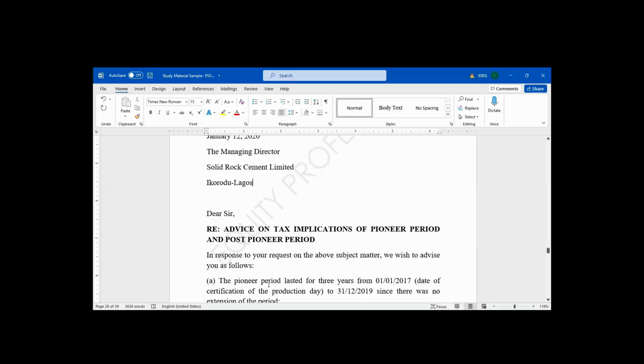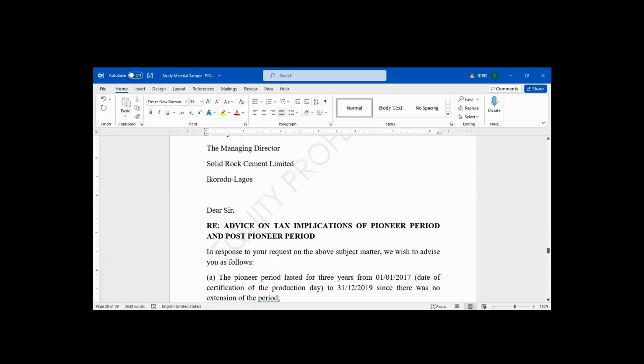When there is a pioneer period, you must first of all state in your report that the pioneer period commenced from 1st of January. You need to let them know as an advice. The first advice you need to give them is to state your pioneer period. The pioneer period lasted for 3 years, from 1st of January to 31st December 2019.